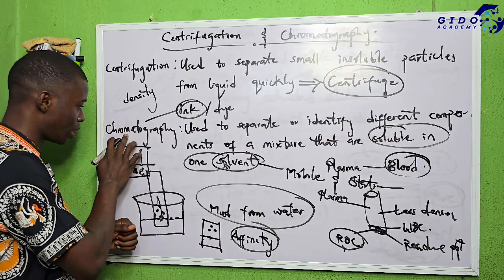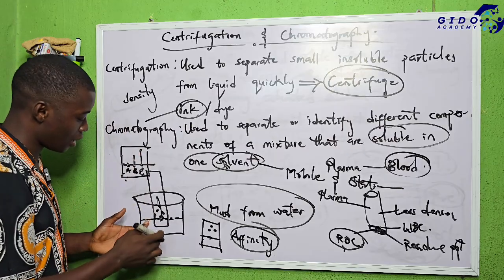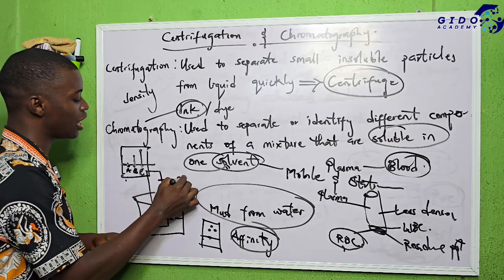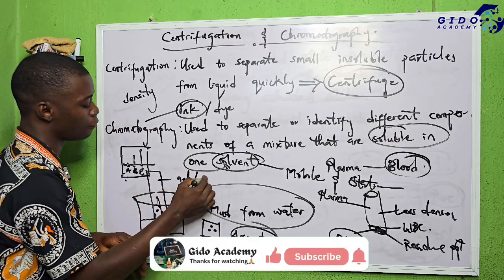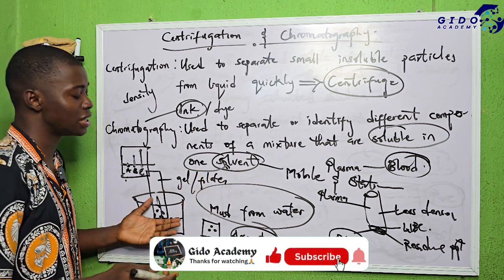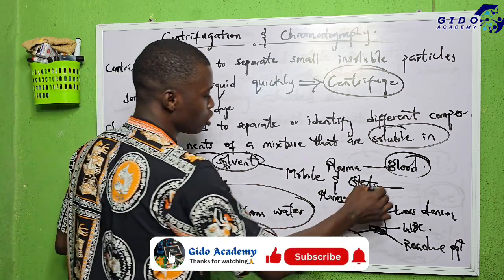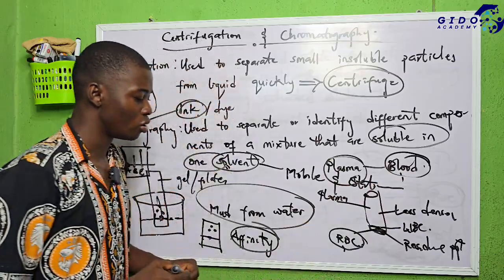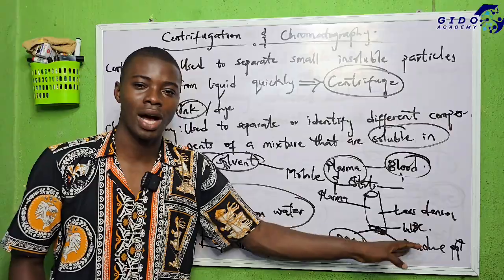Don't forget, chromatography is talking about movement in a medium, and the medium we always use can be gel, it can be filter paper. While centrifugation is talking about density, and you use that in terms of separation of blood, whereby you get your plasma, you get your RBC, which is your red blood cell, and your white blood cell.